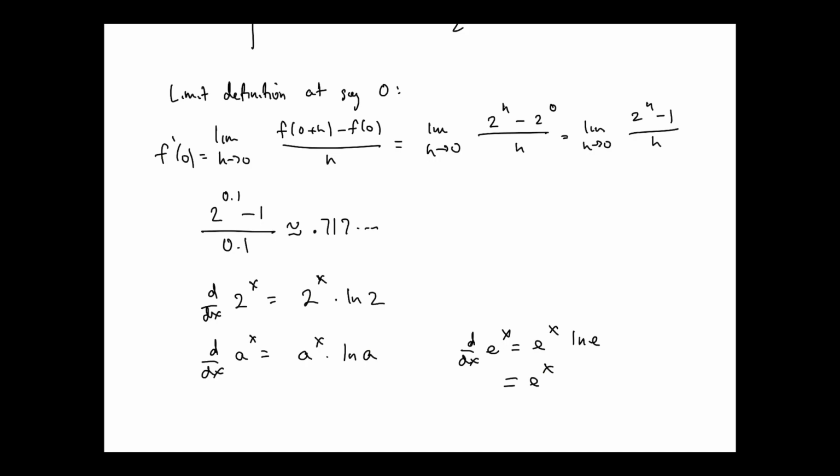Yeah, because what's the natural log of e? We just said it was 1, right? Okay, so this is yet another reason why e to the x and the number e itself is so interesting, okay? Because e to the x has the property that it is its own derivative. That's really interesting.